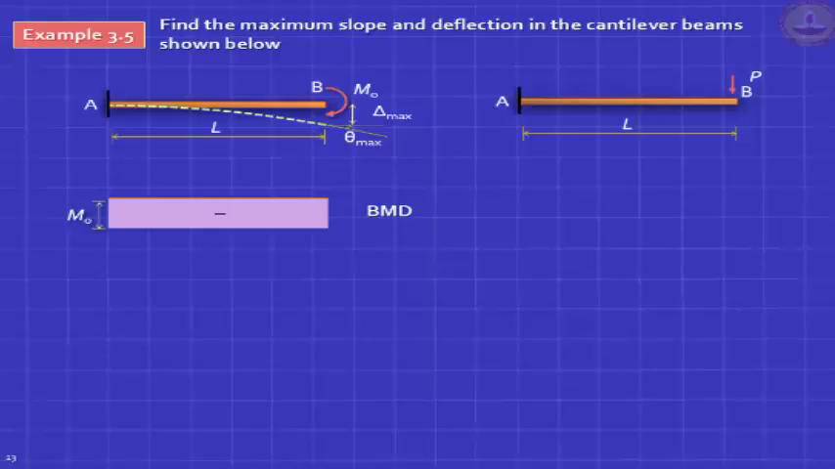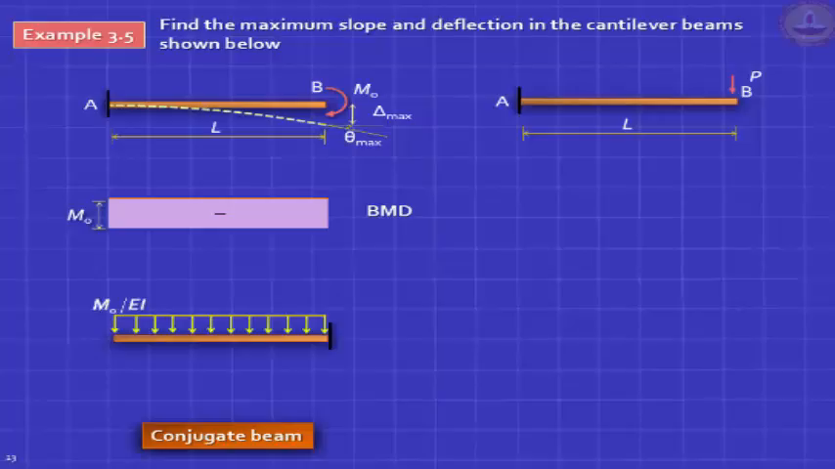And the conjugate beam for a cantilever is a reverse cantilever. The fixed end becomes free, the free end becomes fixed. On this, you're going to put your curvature diagram, which is the same as your bending moment diagram, divided by EI. Okay? Please pay attention. This is an imaginary diagram.